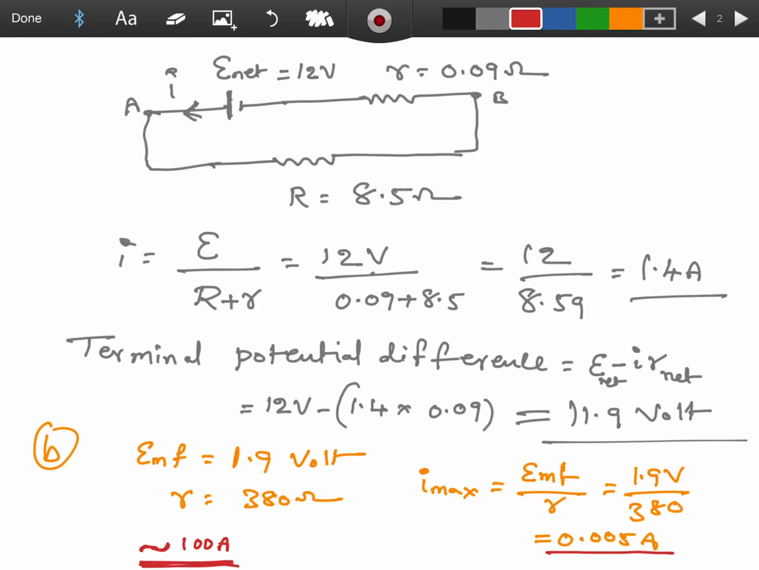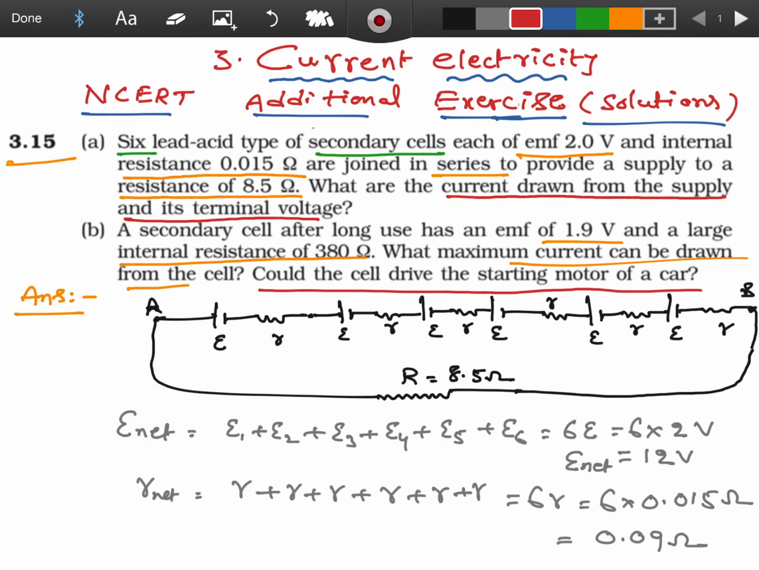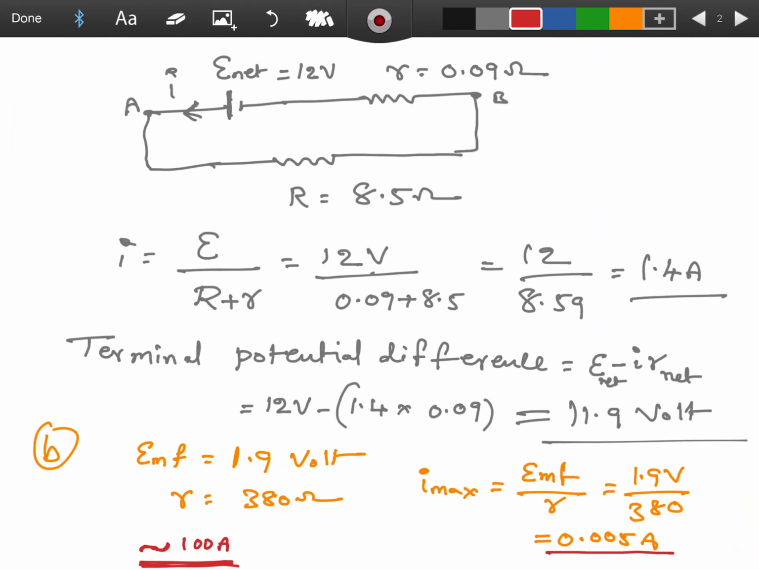Students, is that clear? One second, let me summarize. Here all are in series, so 6E and 6r. Then the current I equals E by capital R plus small r, where capital R is 8.5 as given. To find the terminal voltage, it is E net minus I into small r net.